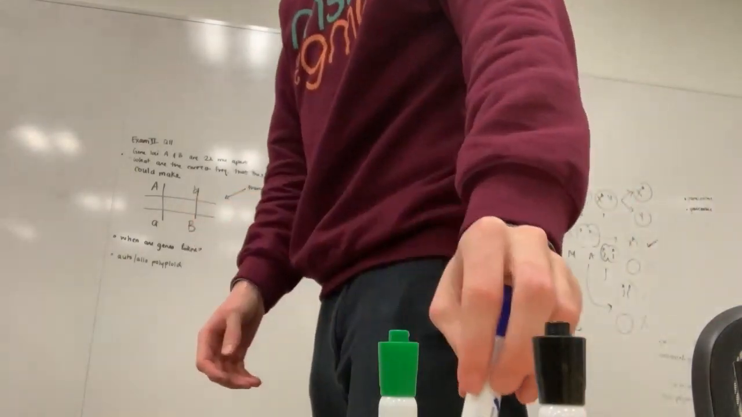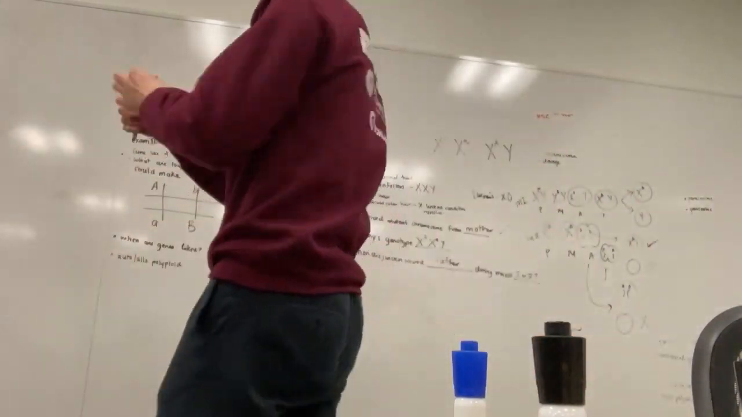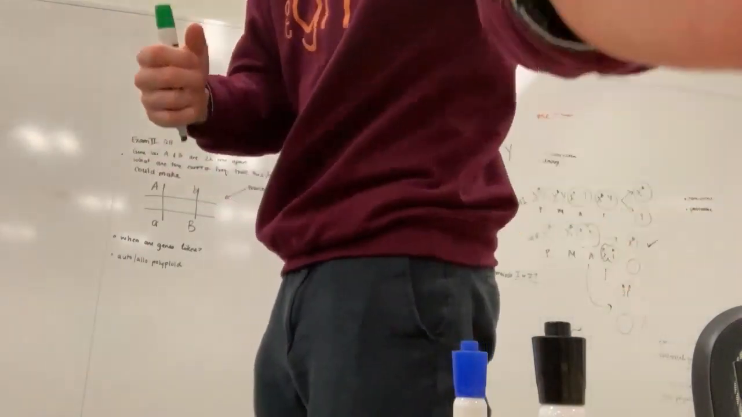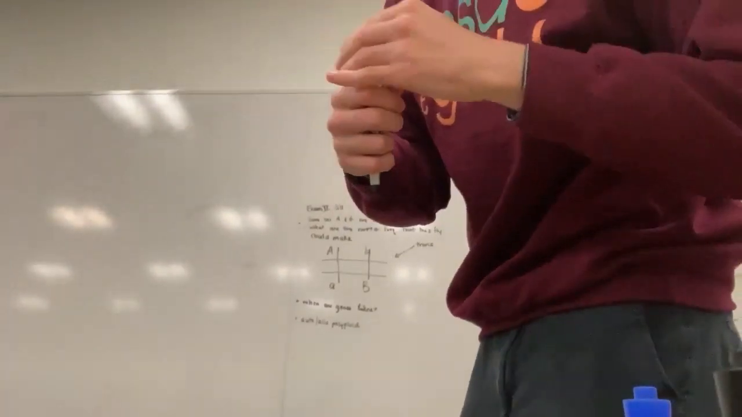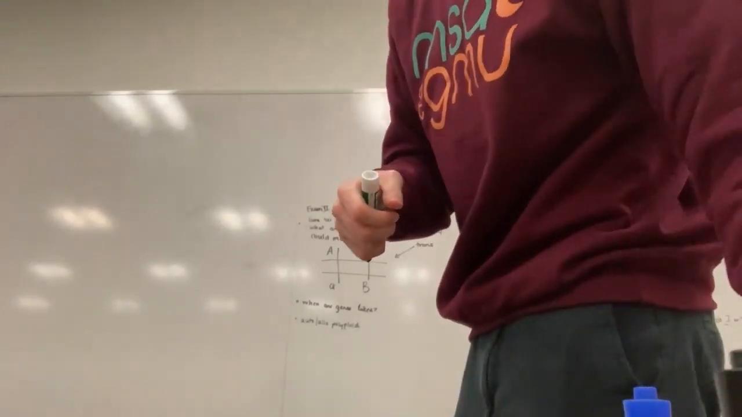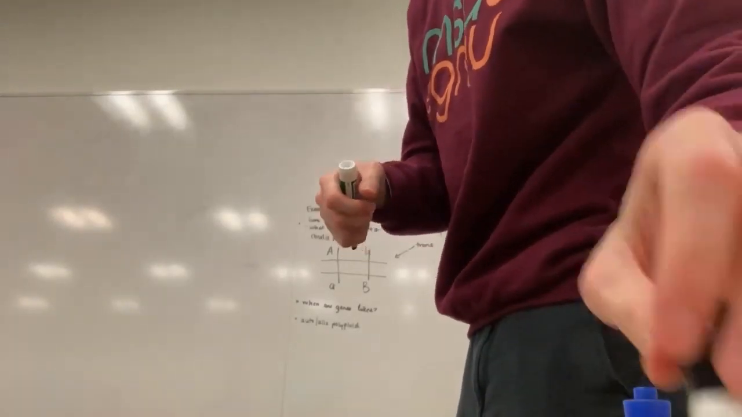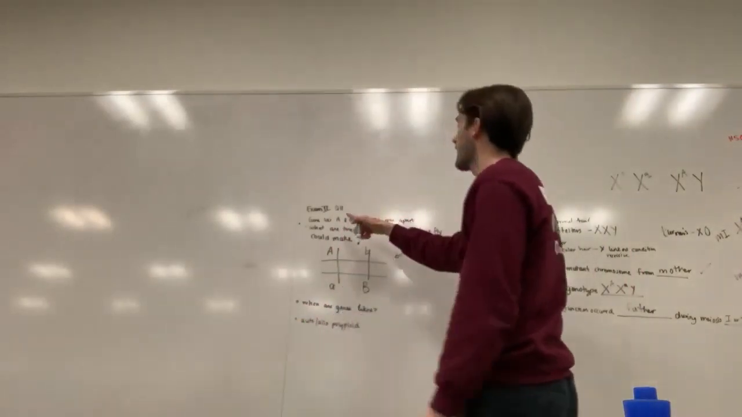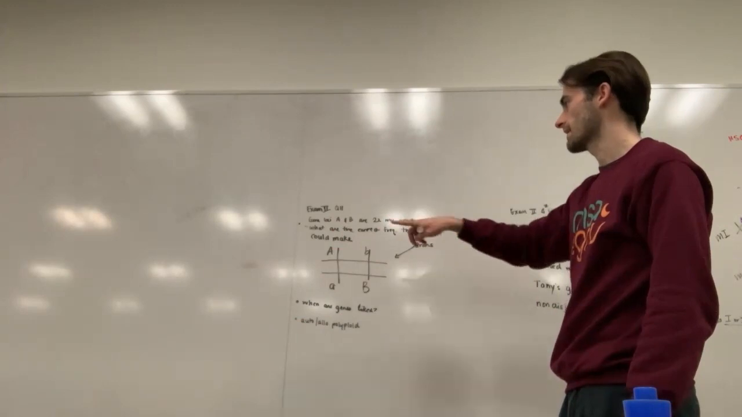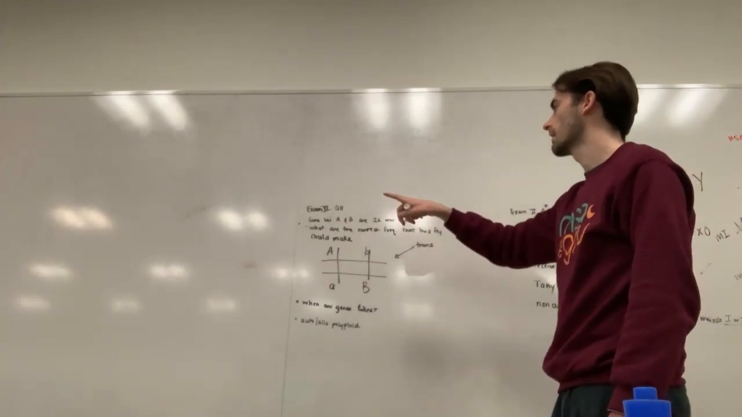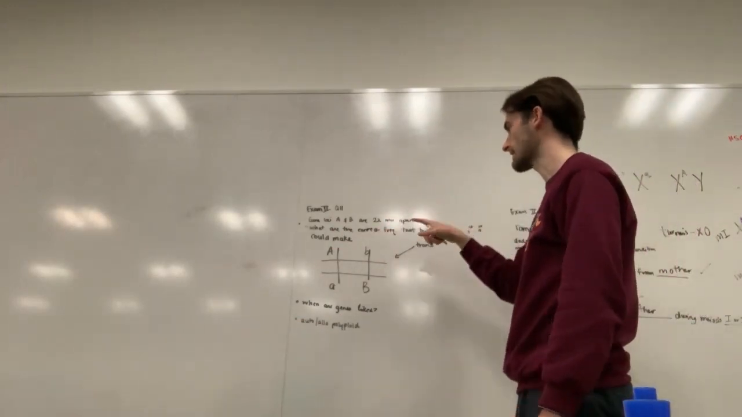Yes. So let's say you have genes A and B. They're 22 map units apart. What are the correct frequencies that this cross could make?